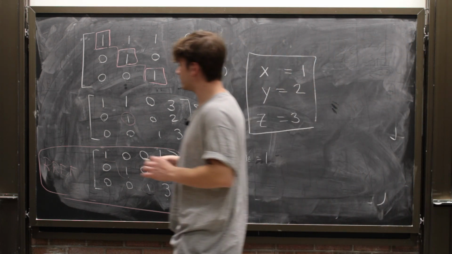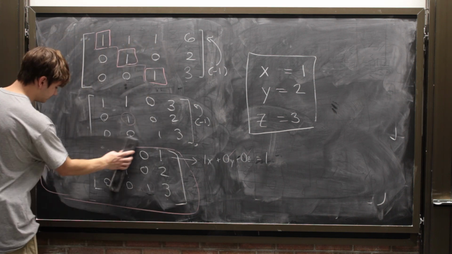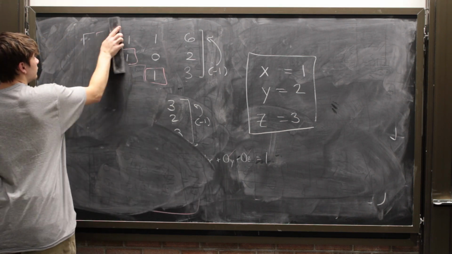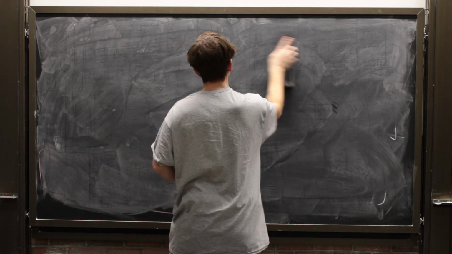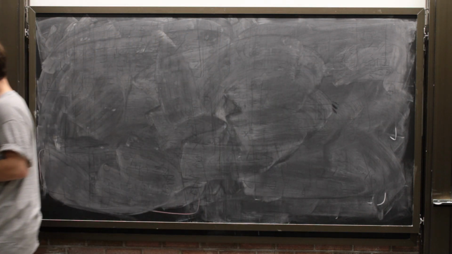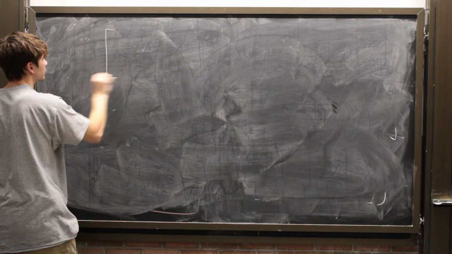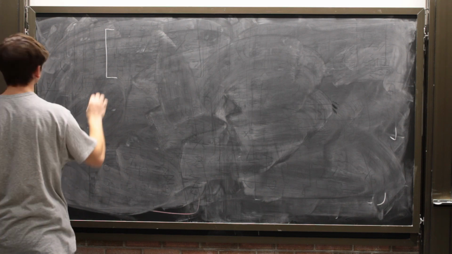Okay. So now let's move on to a more difficult example. I'll try to move quickly. We are going to deal with the dreaded 5 systems of equations.